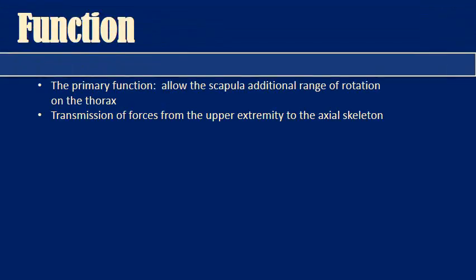The primary function of the AC joint is to allow the scapula additional range of motion as it moves on the thorax. It allows for adjustments of the scapula outside the initial plane in order to follow the changing shape of the thorax as the arm movement occurs. It also allows for transmission of forces from the upper extremity to the axial skeleton via the clavicle.